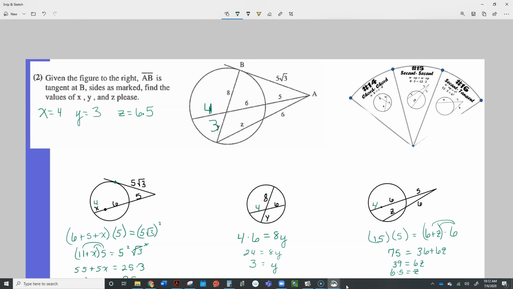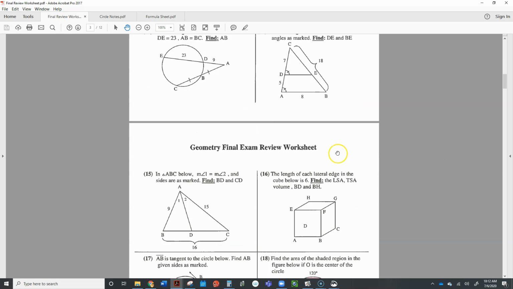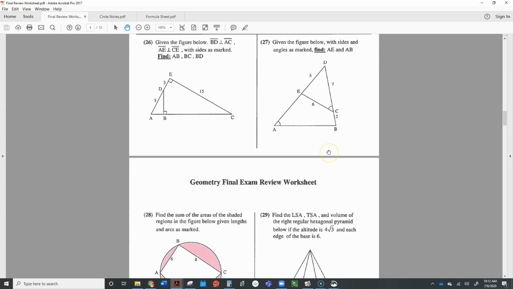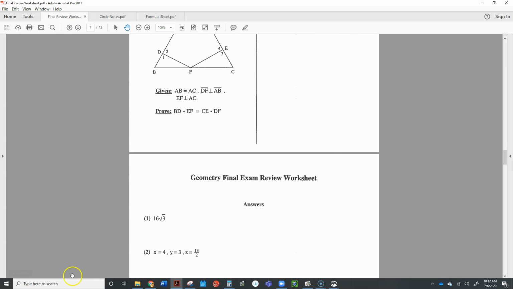And the answers, I believe, are at the end of this worksheet, if I'm not mistaken. They left it as 13 over 2, but 13 over 2 reduces down to 6.5.